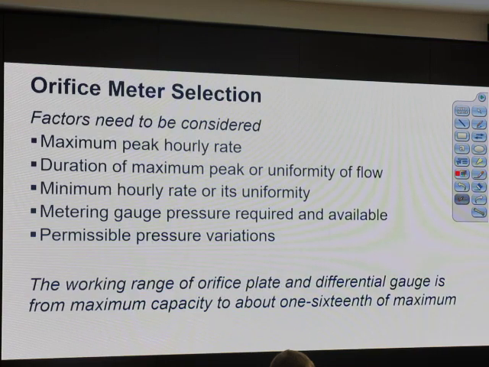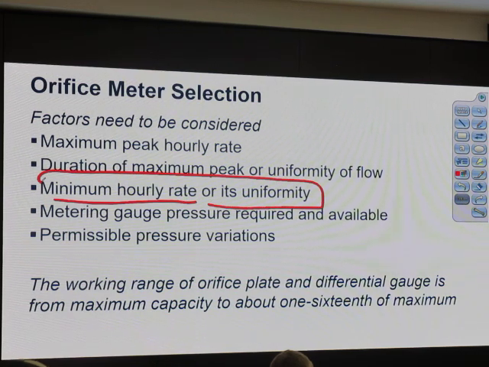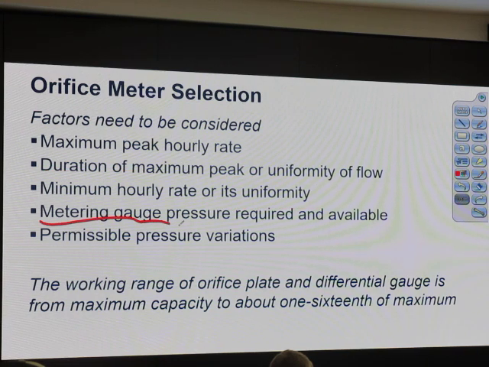We skip that. Next, selection of the orifice meter. There are many factors that we need to consider, such as maximum peak hourly rate, duration of the maximum peak, maximum hourly rate or its uniformity, and how big that peak is. Also the metering gauge pressure required and available, and the permissible pressure variation: how much pressure variation do we have?